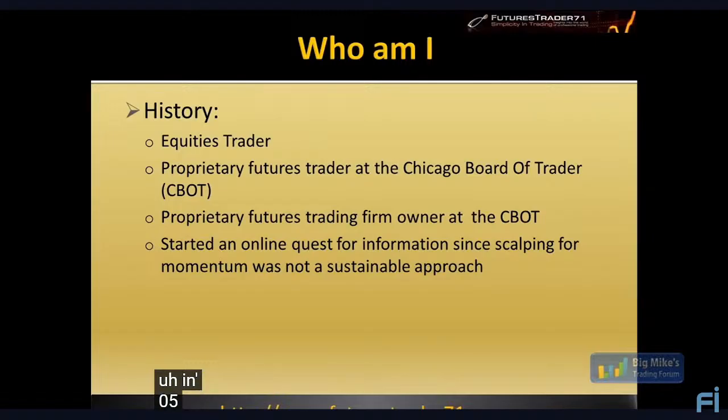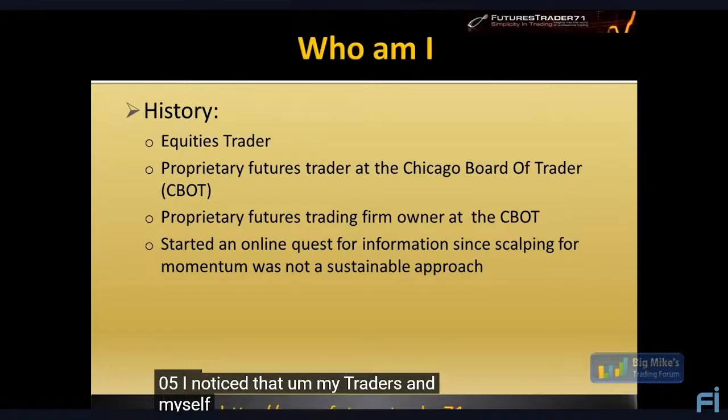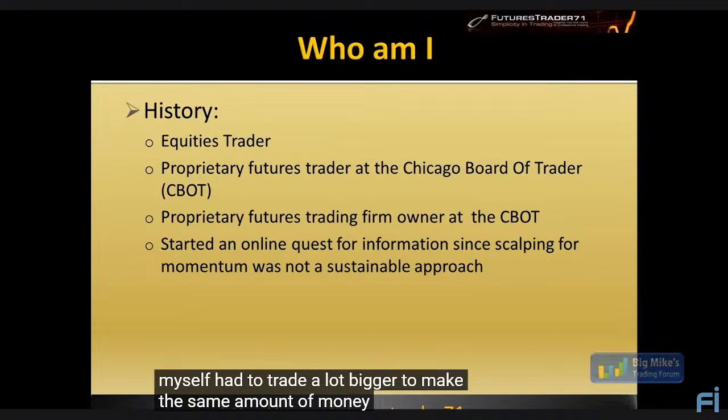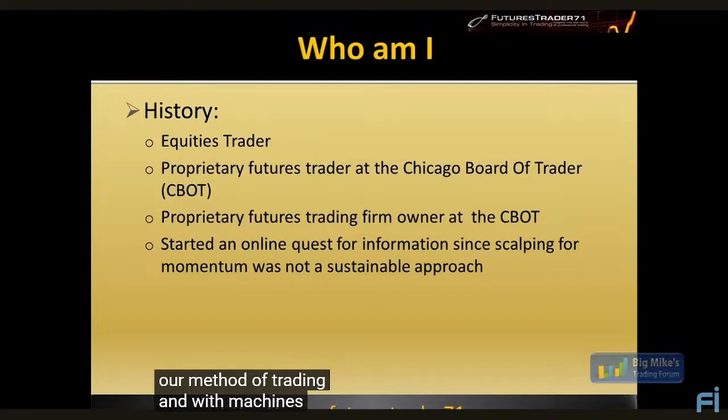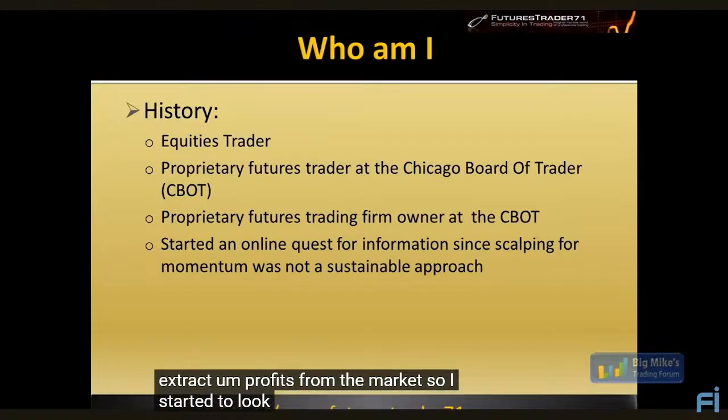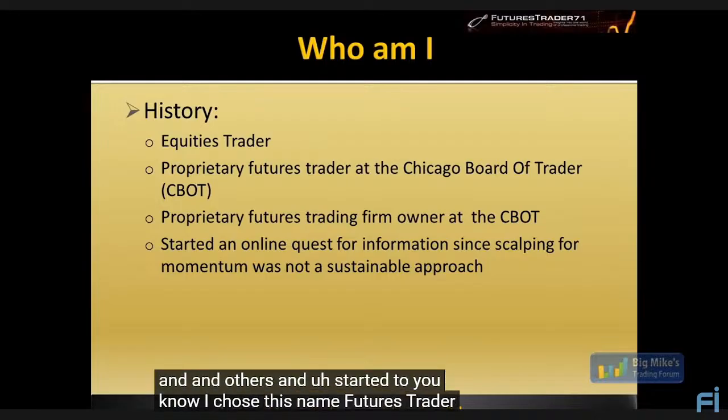In '05, I noticed that my traders and myself had to trade a lot bigger to make the same amount of money. At this point, we still were momentum scalpers. I would scalp anywhere from 1,600 round turns a day to 3,200 round turns a day. That's our method of trading. And with machines taking over the high-frequency domain, it just became harder and harder to extract profits from the market. So I started to look elsewhere to sustain my business. I started to get online and look at forums like Big Mike's, and others, and I chose this name, Futures Trader 71, and it kind of stuck since then.